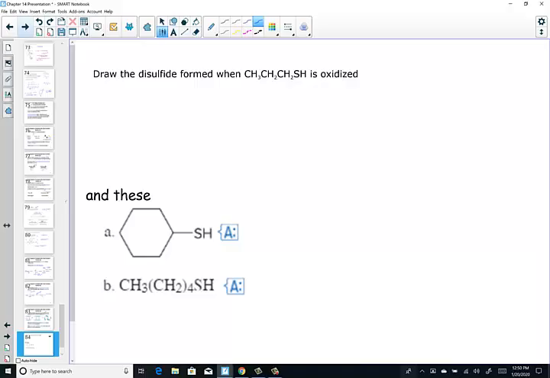Let's draw the disulfide formed when 1-propane thiol is oxidized. So I have a three-carbon chain. To oxidize says I'm going to create a disulfide bond, and we're using the same molecule to do that. That's it. That's all there was to this problem. A disulfide bond forms. So to be oxidized, you form an S-S bond.